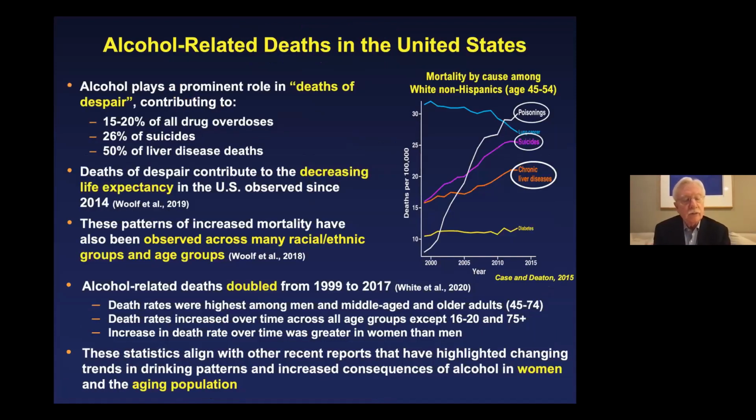And alcohol also plays a prominent role in what we call the deaths of despair. And the right-hand panel shows you some of the classic work of Anne Case and Angus Deaton, showing that over the last basically 15 years, there's been increases in mortality. And their initial study was on white non-Hispanics, age 45 to 54. These were increases in poisoning and suicides and chronic liver disease, all of which alcohol contributes to. And subsequently, these patterns of mortality have now been observed across many racial and ethnic and age groups. And alcohol-related deaths actually doubled between 1999 and 2017. So these statistics, along with other recent reports, have highlighted changing trends in drinking patterns and increasing consequences of alcohol in two populations, women and the aging population.